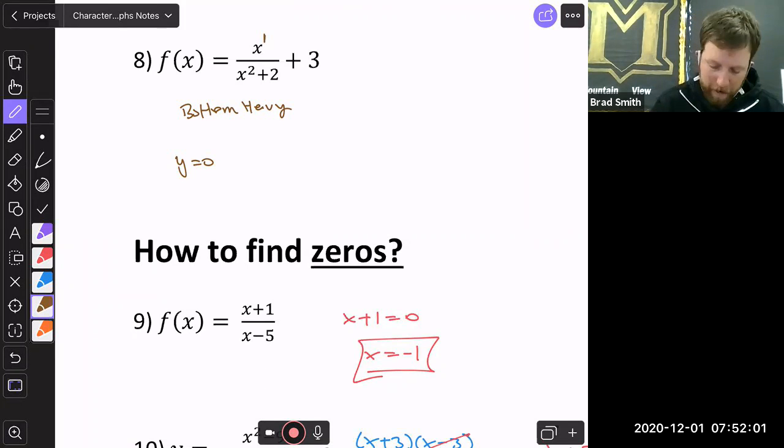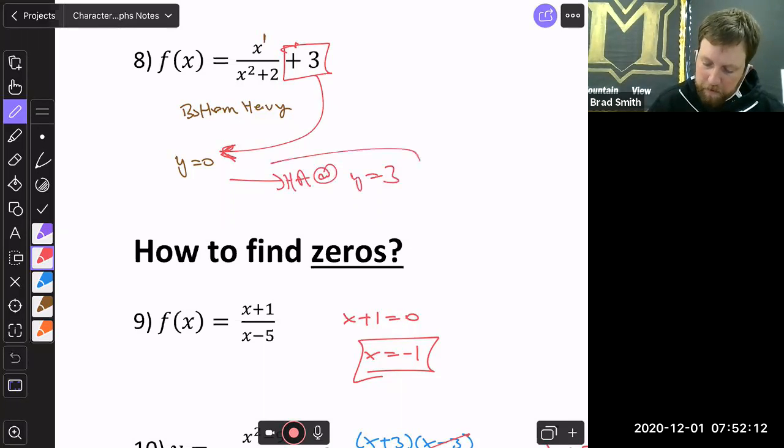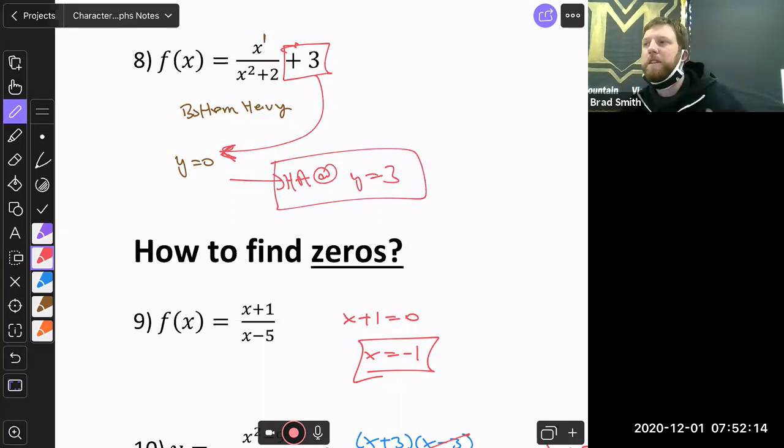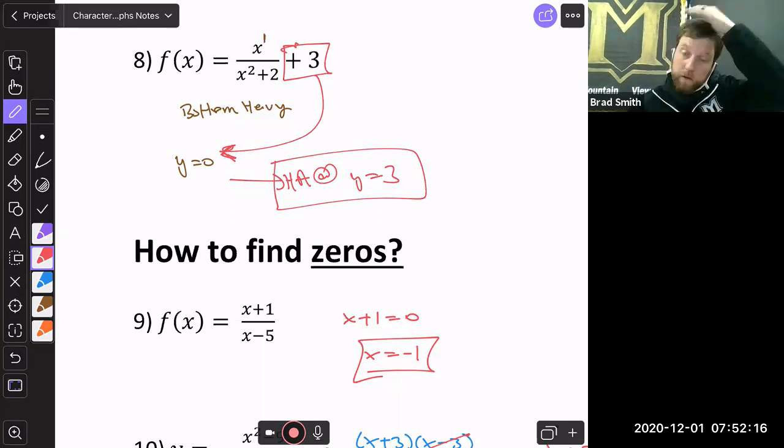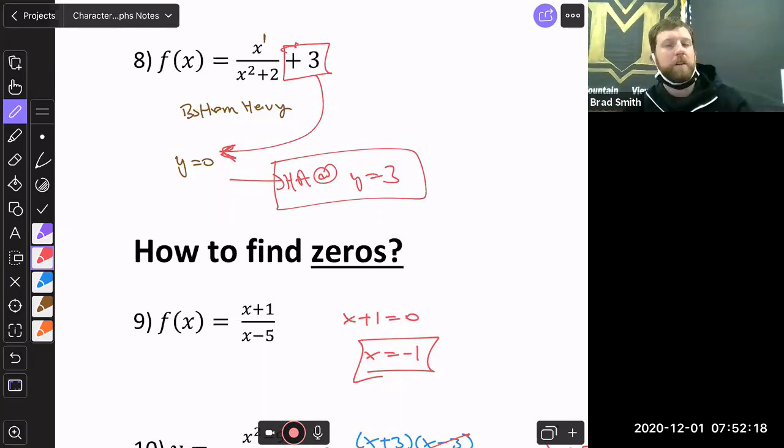Okay. Now I was adding, I like to put this one here. I'm adding this, so I need to add this down here. So my horizontal asymptote becomes y equals 3, because I'm adding that 3 at the end. So I'm going to add that 3 to my horizontal asymptote. That's where that plus 3 will come into play. Cool.